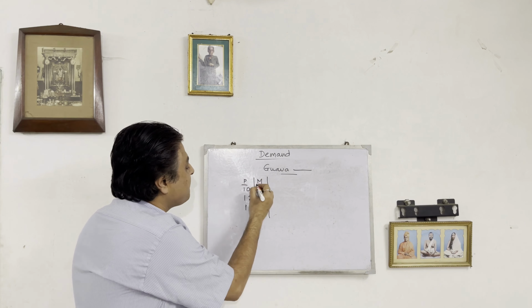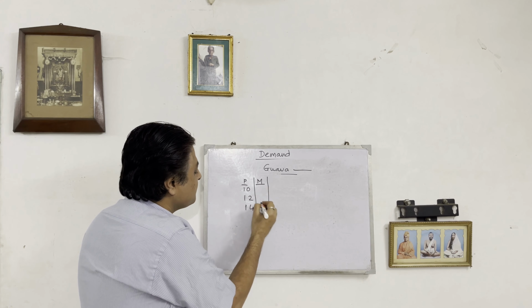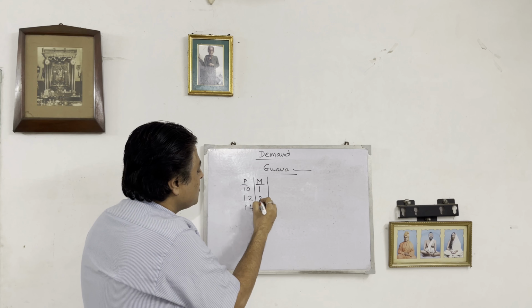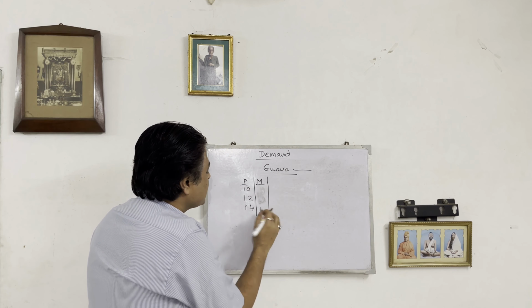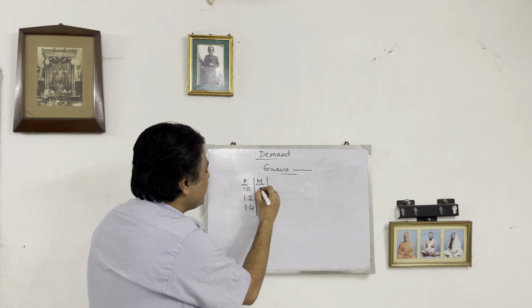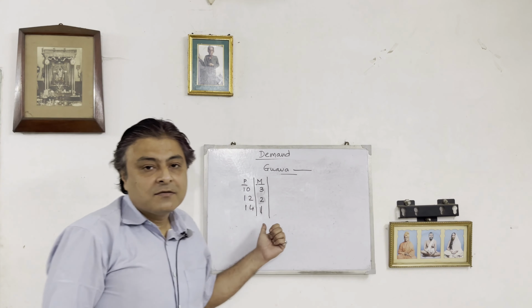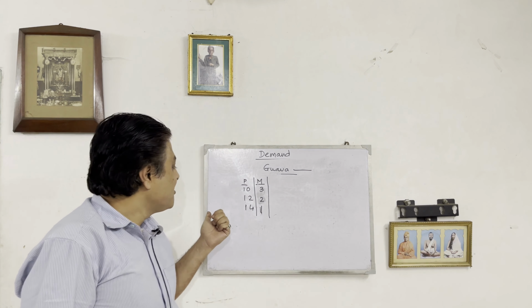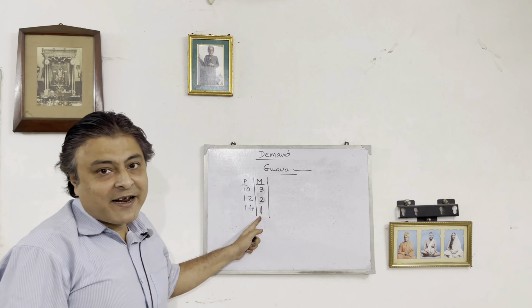Mithu is asking for these quantities. He asks for 1, 2, sorry, he asked for 1, 2 and 3. Am I correct? Prices are increasing, demand is falling. Yes, I am correct.